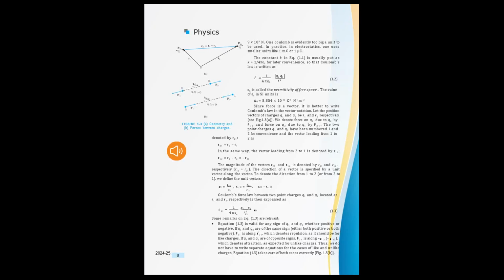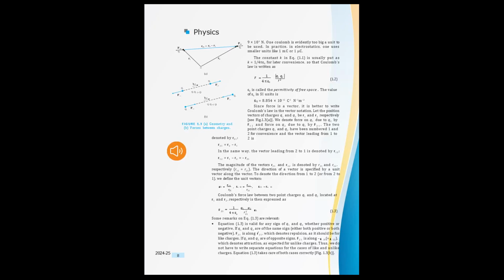So r21 is given by r2 minus r1. In the same way, the vector leading from 2 to 1 is denoted by r12, and r12 is given by r1 minus r2, thus equal to minus r21. The magnitude of the vectors r21 and r12 is denoted by r21 and r12 respectively, where r12 is equal to r21. The direction of a vector is specified by a unit vector along the vector.